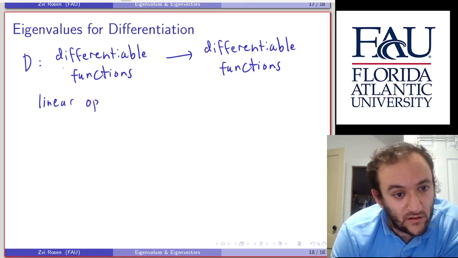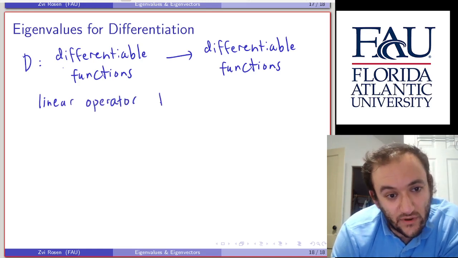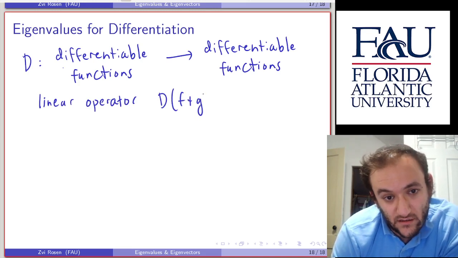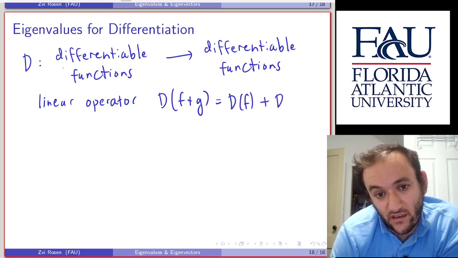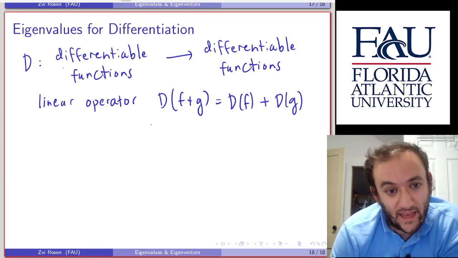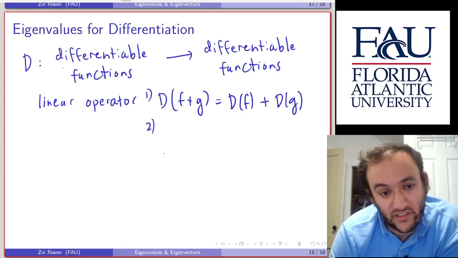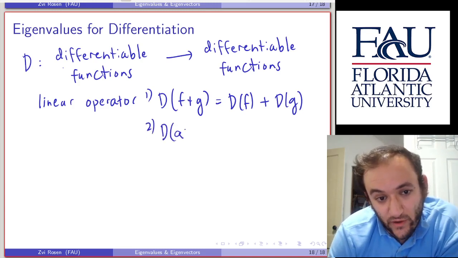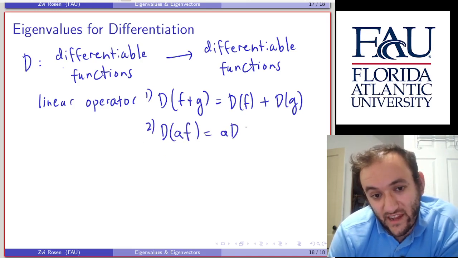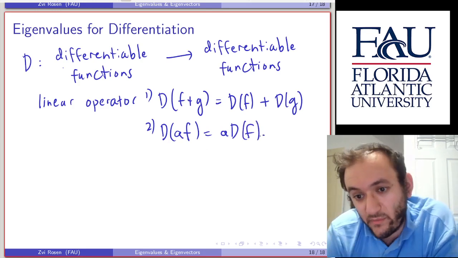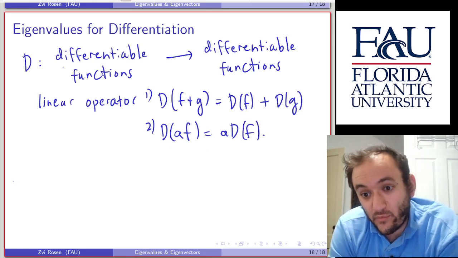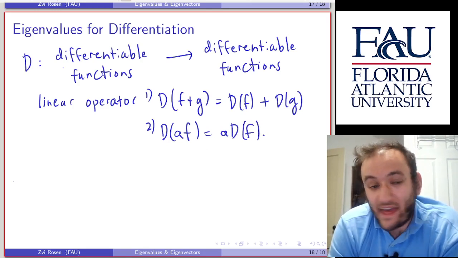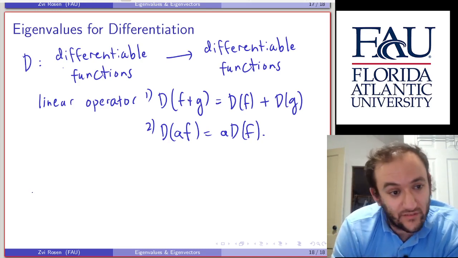Linear operator because when I take a derivative of a sum of functions, it's equal to the same thing as just taking the derivative separately. And that's one property of linearity. The other one is that if I have a real number times a function, taking the derivative of that is the same thing as just taking the derivative of the function and then multiplying by the scalar. Okay, so that means it's linear. So I can treat this linear operator like a matrix and think about what eigenvalues it might have.